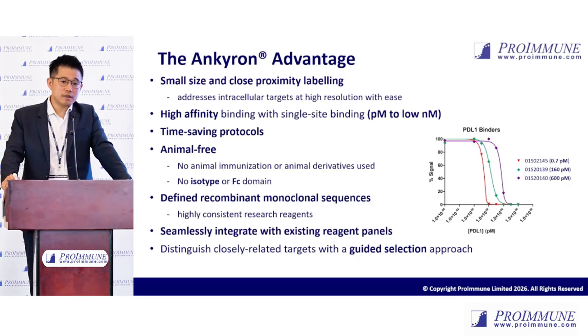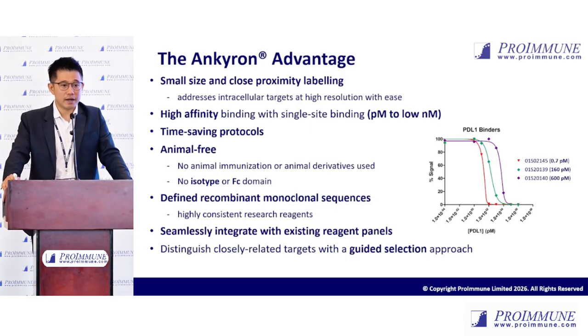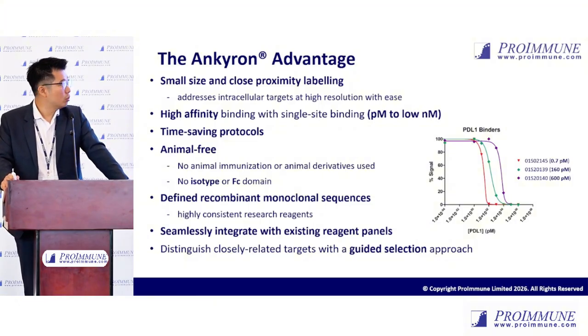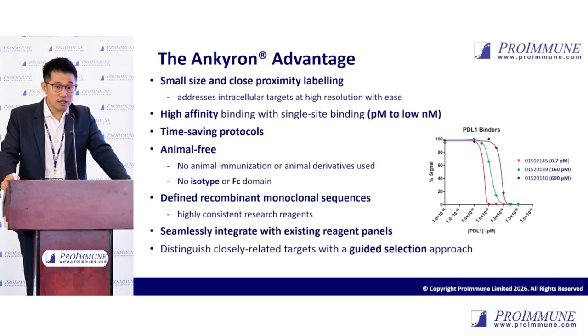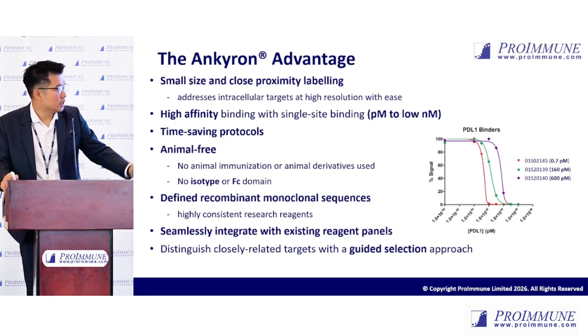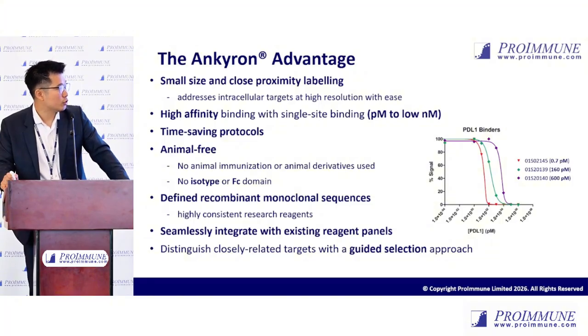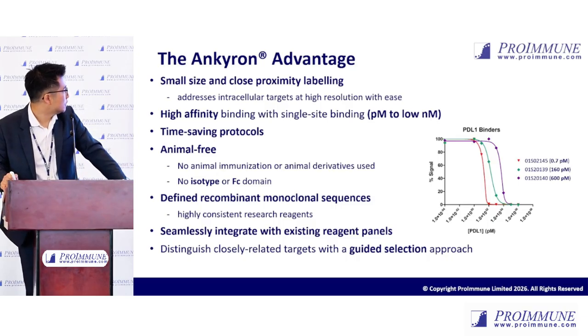And typically in the clones that we have identified against binders, we are seeing binding affinity at picomolar to low nanomolar, as you can see from the solution equilibrium titration that we performed against PD-L1 binders using 3 clones of the Ankyrons, which are all at picomolar or low nanomolar binding affinity.